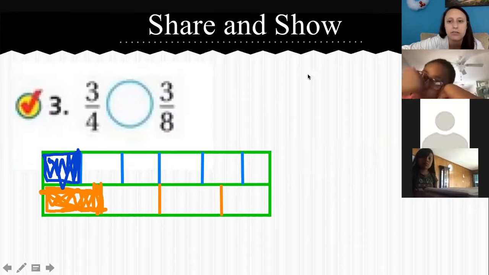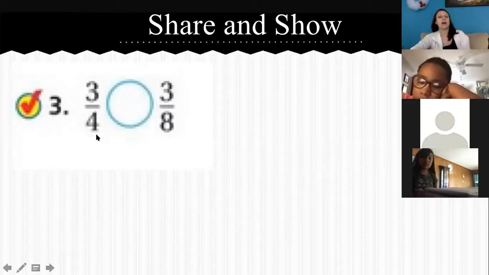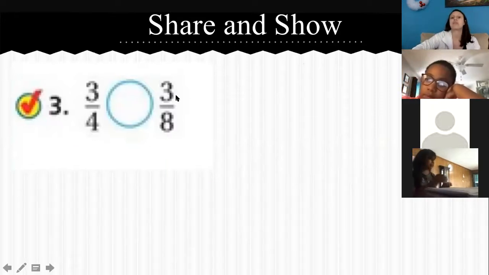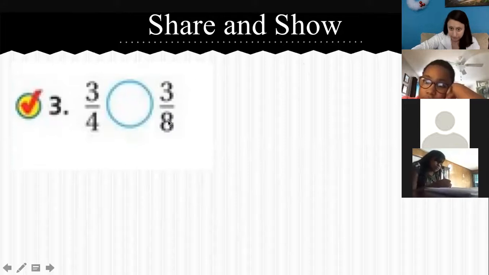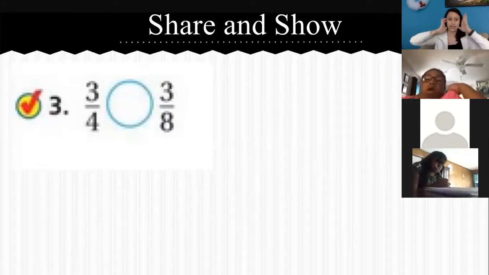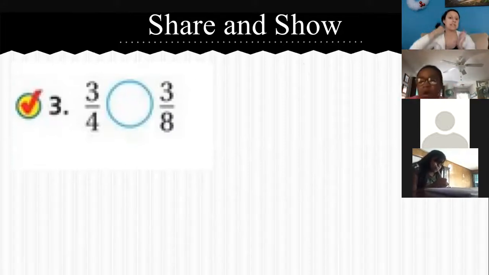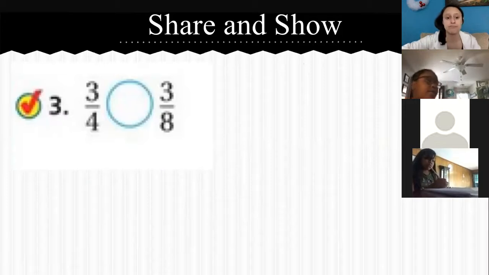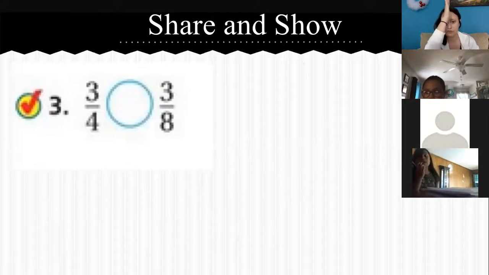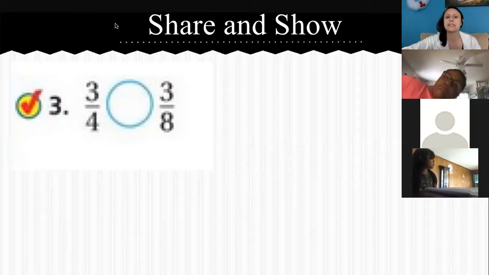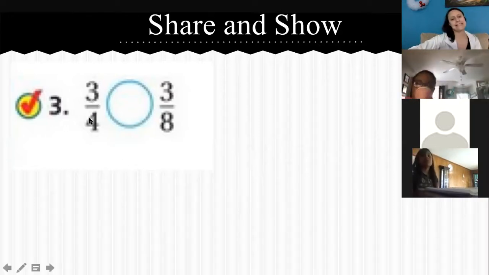Let's clear this out. All right, so you've got 3/4 and 3/8. Now I'm going to tell you another strategy here. This is just thinking in your head. What is a fraction that is a good number to base it off of? Half. 1/2. Is 3/4 more or less than half?